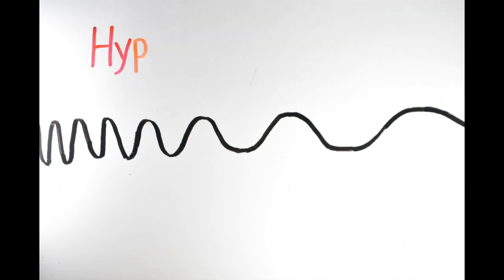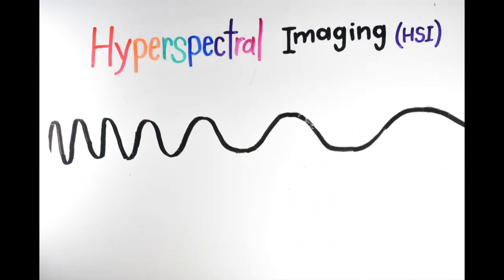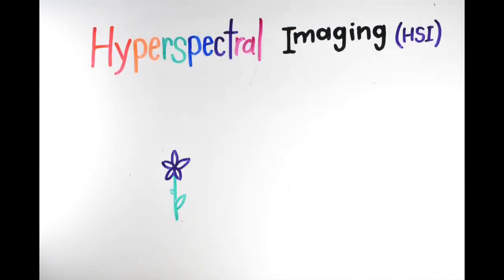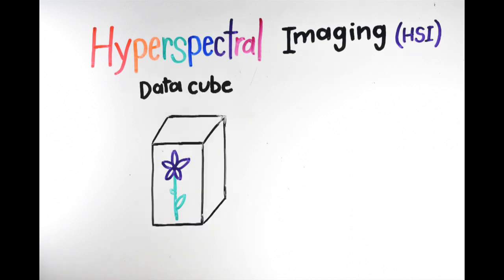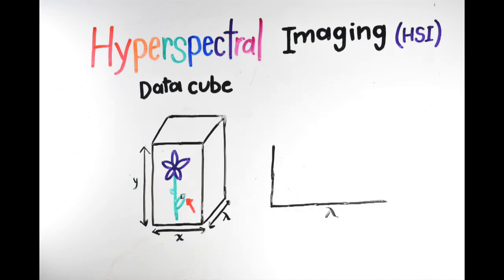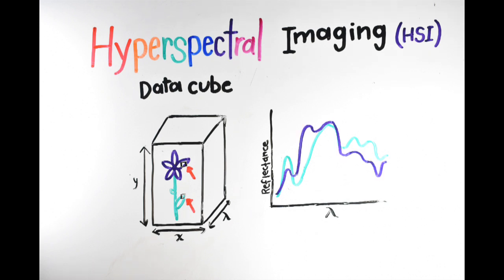This is the basis behind hyperspectral imaging, HSI. Taking a hyperspectral image of a scene creates what's known as a data cube, where the X and Y axes correspond to the spatial dimensions and the Z axis corresponds to the wavelength of light reflected from the object. For each pixel, we can create a graph of wavelength versus reflectance. The data cube can convey precise information about the properties of an object and map them to their position.